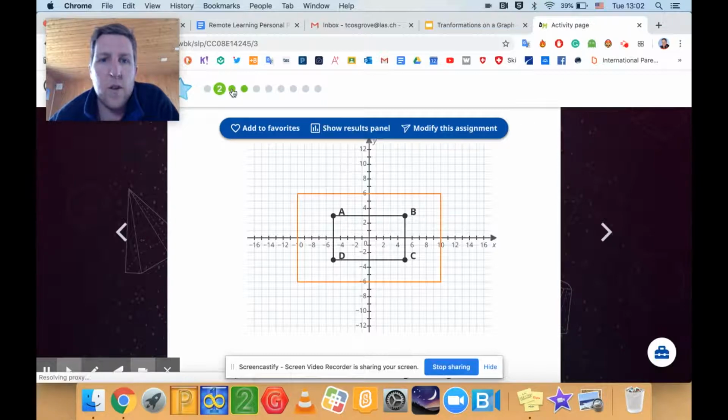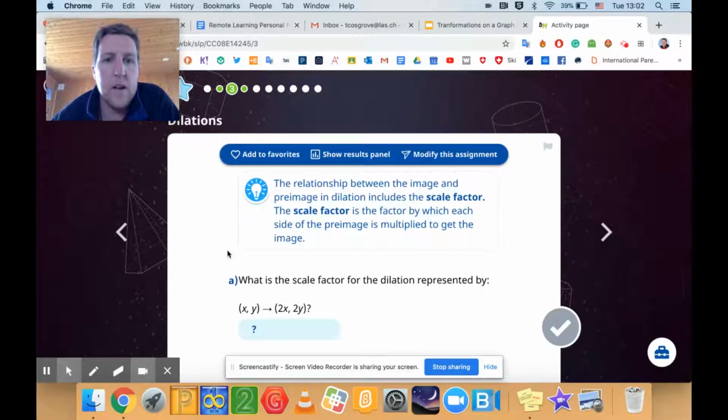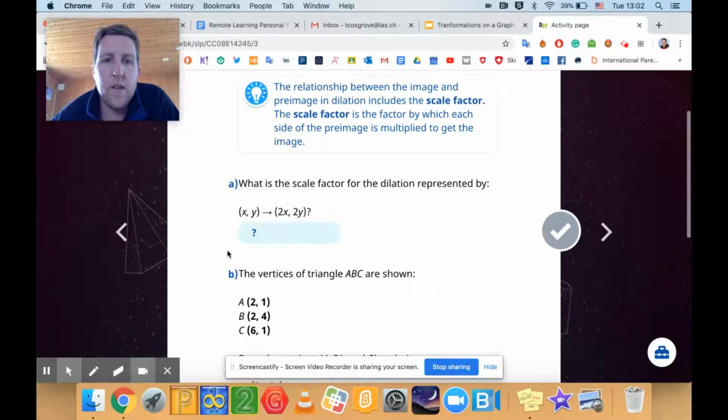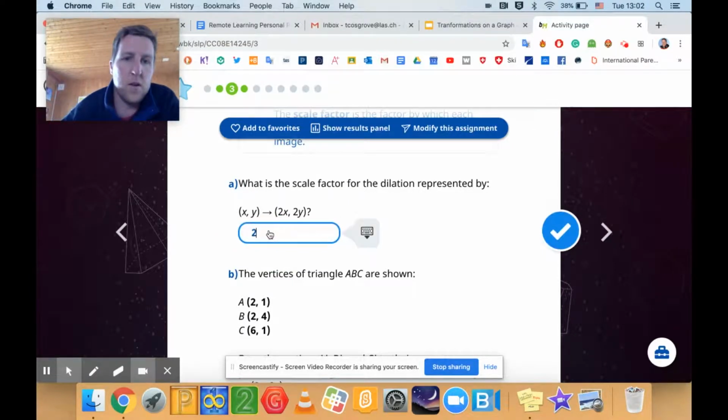Question 3, if it loads there. So question 3 is, what is the scale factor in this example? When we have a number in front of our x coordinate, that's going to be the scale factor. So all of my x coordinates became 2 multiplied by whatever it was. So in this example, it's going to be a scale factor of 2.